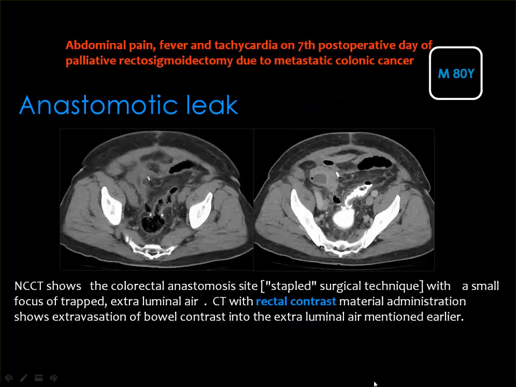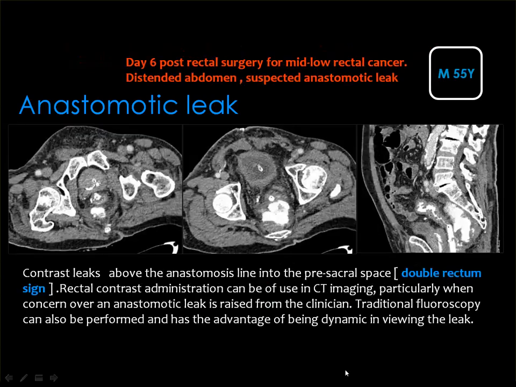denoting the anastomotic leak. And this is another example, a patient with fever and tachycardia on the 7th postoperative day after palliative rectosigmoidectomy for metastatic colonic cancer. You see the suture line and a small pocket of air adjacent to the colon. After injection of contrast material, you see the site of leak, and you see that this pocket of air contains some of the injected contrast material.